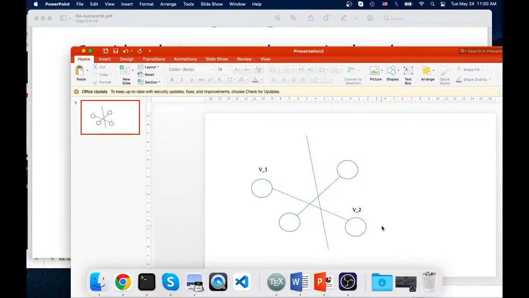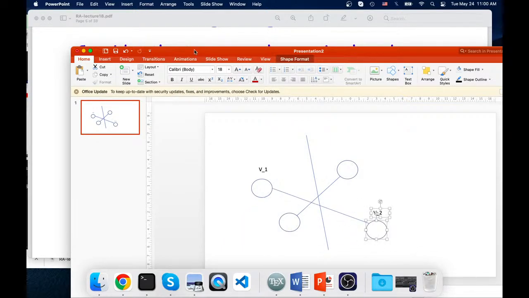Now, if we know that V2 is in the same partition as V1, then the edge will not be in the cut. But on the other hand, if V2 is in a different partition than V1, then this edge will be in the cut. Previously, each edge had half a chance to be in the cut. But in this case, if there is an edge here, then it will be in the cut with probability 1 if V2 and V1 are in different groups, and probability 0 if V1 and V2 are in the same group.